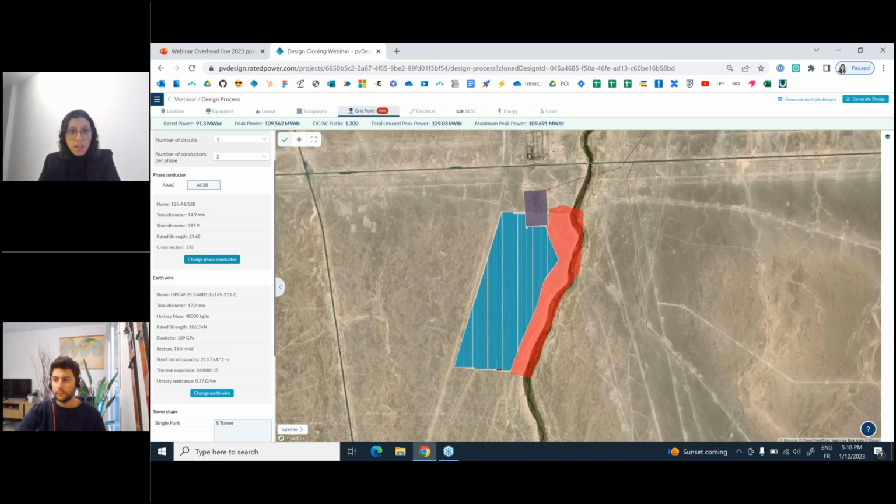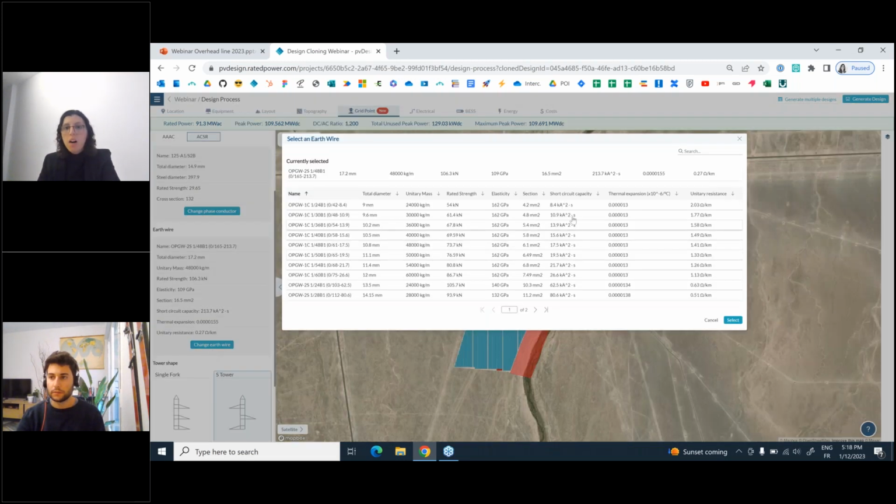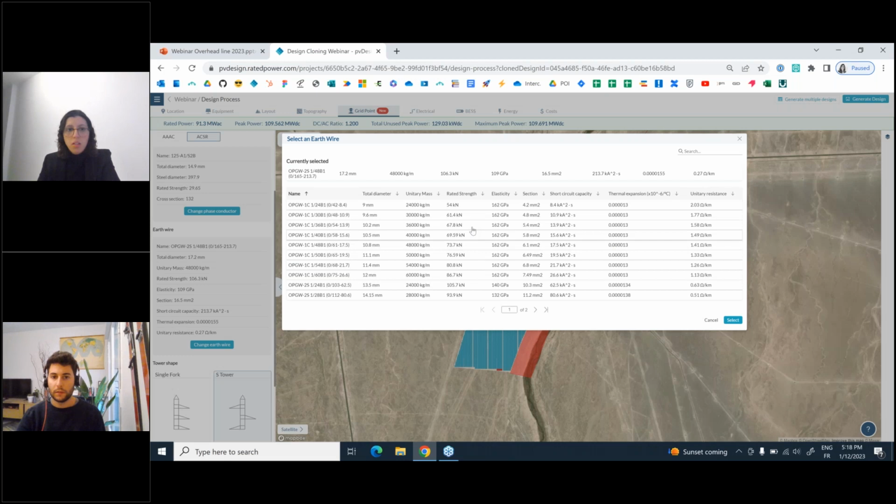In the phase conductor, you have two types: the AAAC, which is the all-aluminum alloy conductor, and the ACSR, the aluminum conductors combined with steel. The databases of both types of conductors are extracted from the IEC standard, so these conductors are all standardized. You can just select the cross-section that you want or the conductor that you want directly. Then same thing for the earth wire. We have here a database based on a manufacturer catalog, so we'll find here different sizes and different types of fiber optic or OPGW earth wires.